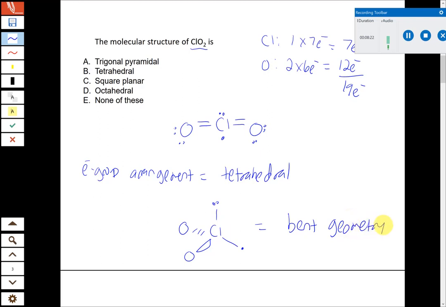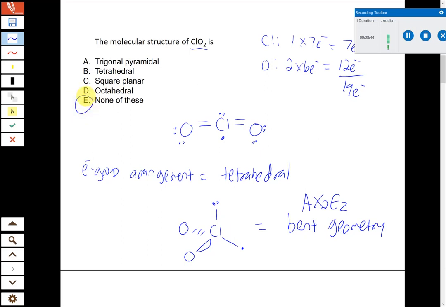Or if we want to put it in the AXE notation, this is AX2E2. And even though, again, E usually is a whole pair of electrons, if there's one individual electron, that would still count as an electron group, so it'd be AX2E2. Now that's all well and good, so we would identify the geometry as bent, and we see that bent is none of these answer choices, so that's the correct answer.